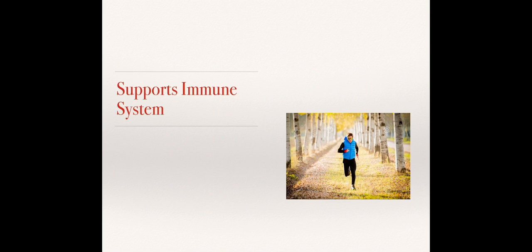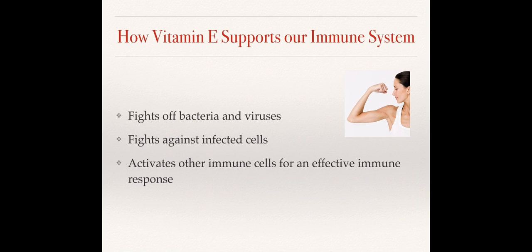Vitamin E supports a healthy immune system. So we're able to function and do the things we want in life, like go on a jog and out with our friends. Vitamin E fights off bacteria and viruses. It fights off infected cells as well, like the diagram I showed before. It activates other immune cells for an effective immune response. This initiates other cells in the body to activate and let them know to take care of the cancer-causing cells and get them out of our body.